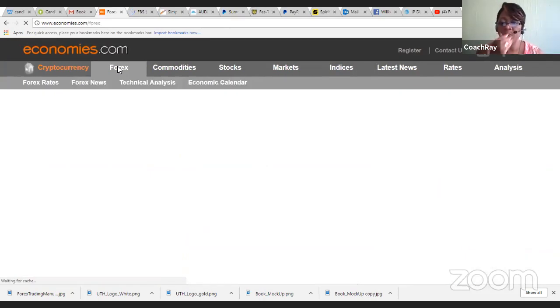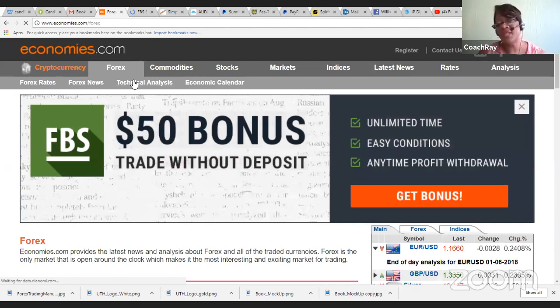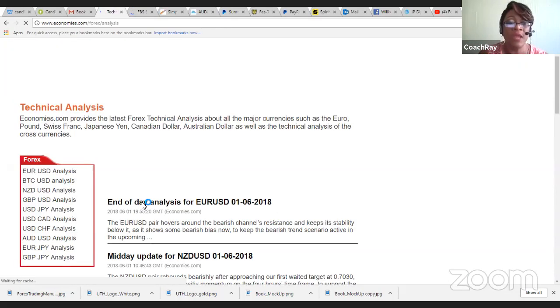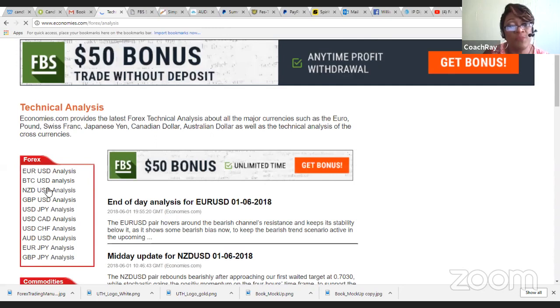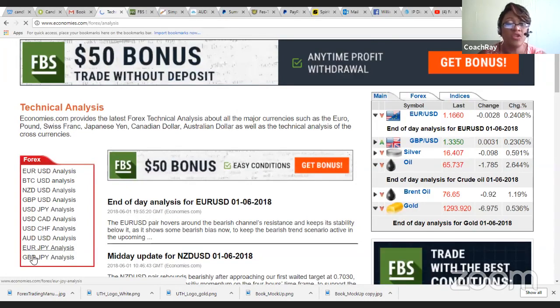Let's go with Forex. Here's the economic calendar if you want to look at it. Forex news if you're looking for it. One of the things I use over here is technical analysis. Let me show you how I couple the technical with the fundamental. And remember, these are the currency pairs for Forex that you'll find information on. Euro USD, Bitcoin, NZD USD, GBP USD, USD JPY, USD CAD, USD the Swiss franc, AUD USD, Euro JPY, and GBP JPY. You'll get this information that I think is pertinent.